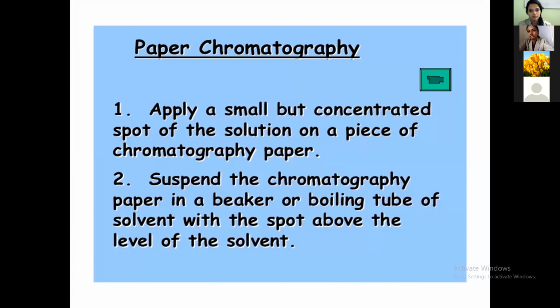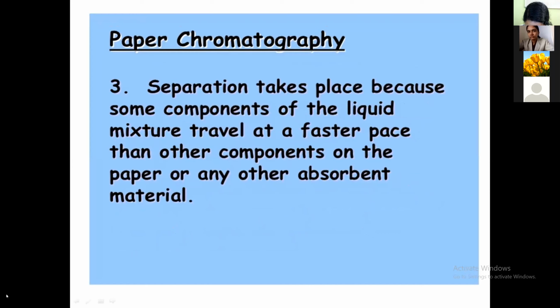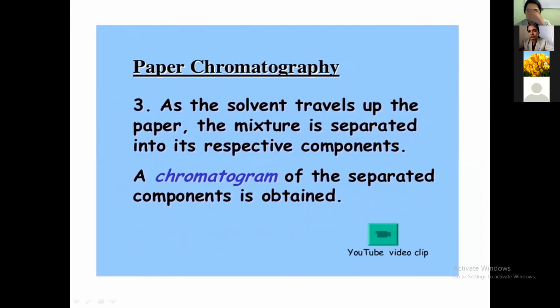Apply a small but concentrated spot of the solution on a piece of chromatography paper and suspend the chromatography paper in a beaker or boiling tube of solvent with the spot above the level of the solvent. Separation takes place because some components of the liquid mixture travel at a faster pace than other components on the paper or any other absorbent material. As the solvent travels up the paper, the mixture is separated into its respective components and a chromatogram of the separated components is obtained.